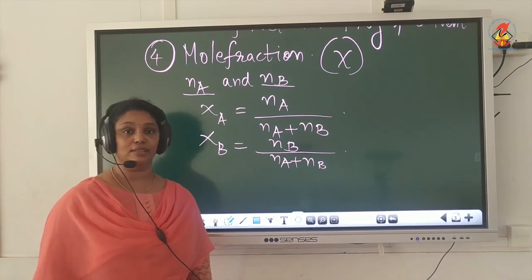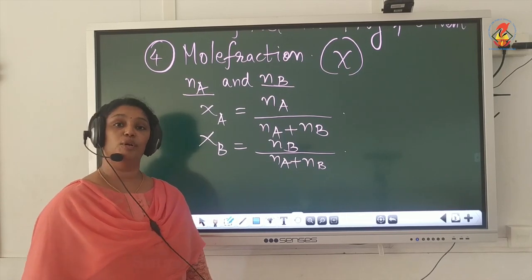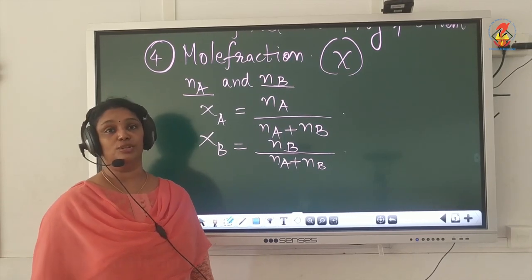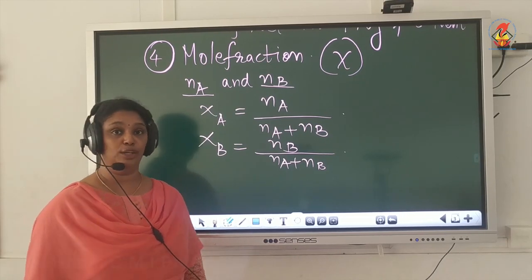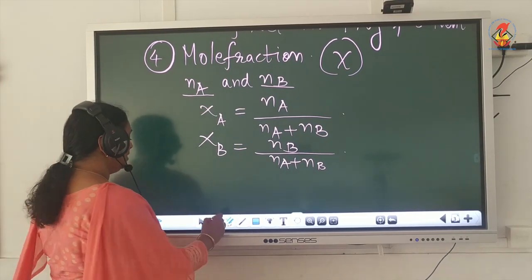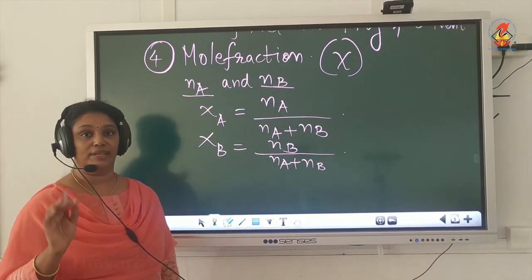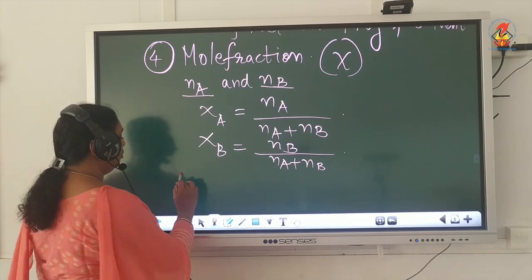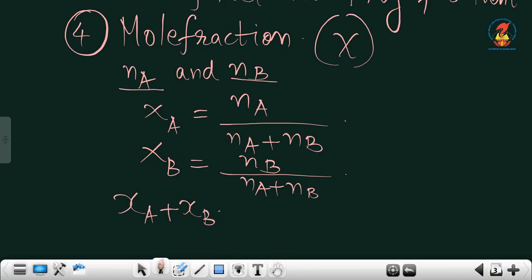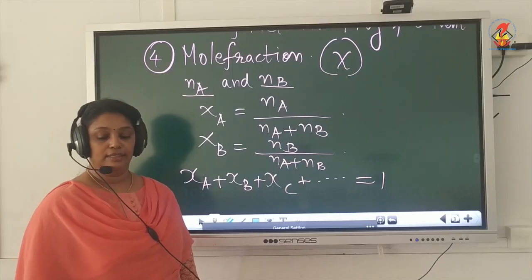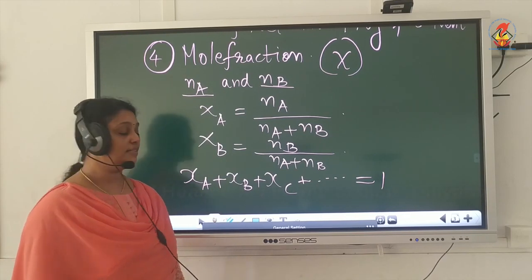It's a dimensionless quantity. Now, the sum of mole fraction of all the components present in a solution is unity. So, the maximum value for mole fraction is 1. Or we can write, if there are different components like A, B, C, D, etc. present in a solution, then the sum of their mole fractions, that is Xa plus Xb plus Xc plus Xd etc. will be equal to 1. And it's a dimensionless quantity.